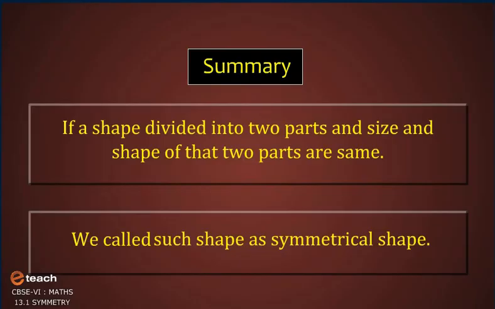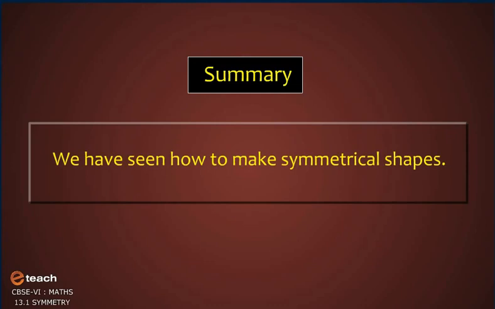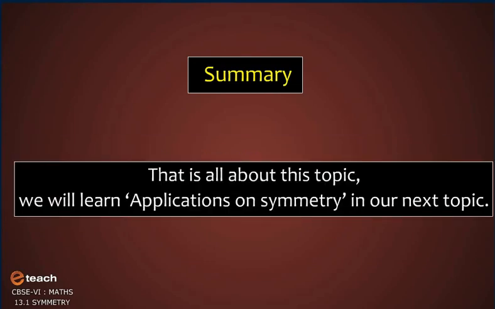Summary. If a shape is divided into two parts and the size and shape of those two parts are the same, we call such a shape a symmetrical shape. The line along which a shape is divided into two same parts is called the line of symmetry or reference line. We have seen how to make symmetrical shapes. We have seen the number of lines of symmetry for regular shapes. So that is all about this topic. We will learn applications of symmetry in our next topic.